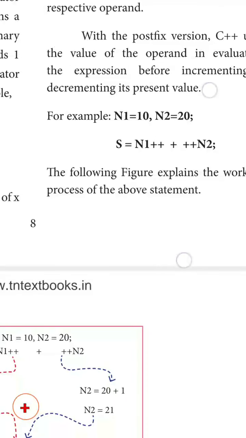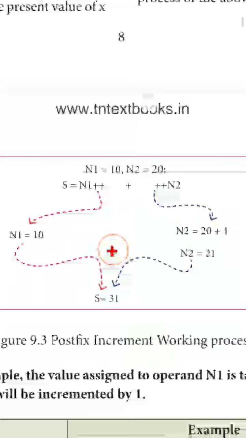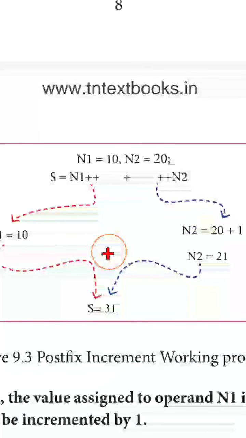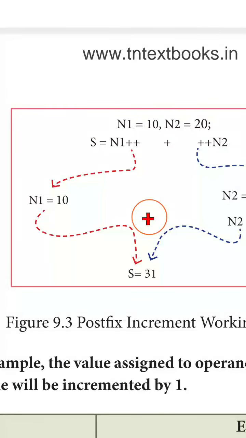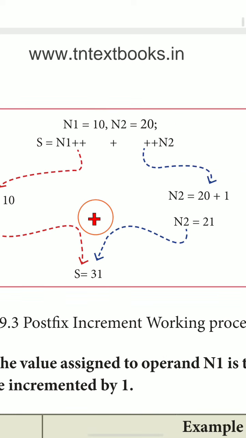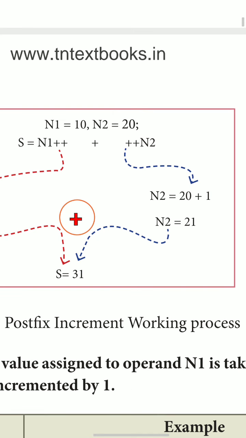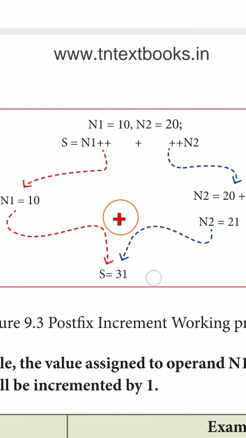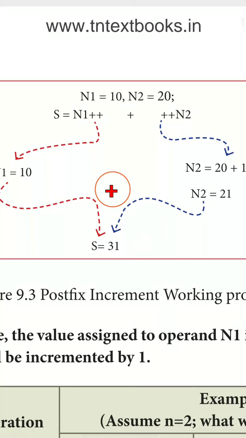The same thing acts differently here, since we are using pre in n2 and post in n1. We'll see the same example. Since it is used in the post position of n1, the value 10 is taken as it is, and here the value is incremented from 20 to 21. Now the values are added, so you can see that 31 is received. So s is equal to 31.